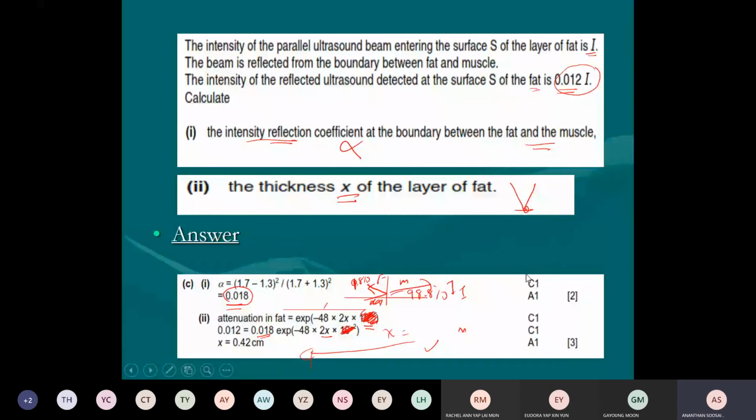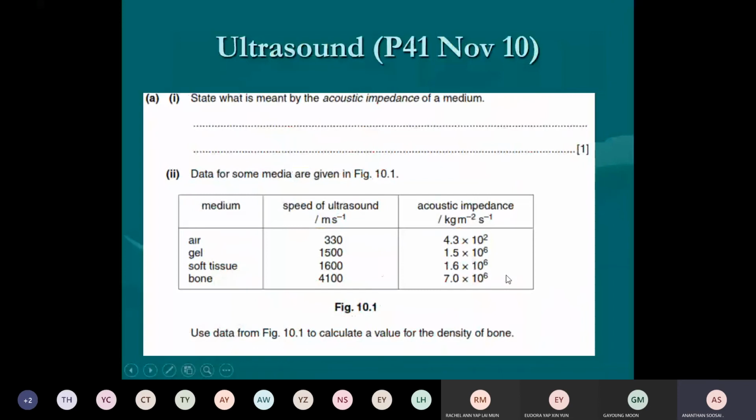Okay, let's do more questions. This one, come on guys, give it a try. First point: state what is meant by acoustic impedance of a medium. It's the product of the speed of sound in the medium and the density of the medium. That is the acoustic impedance of that medium.